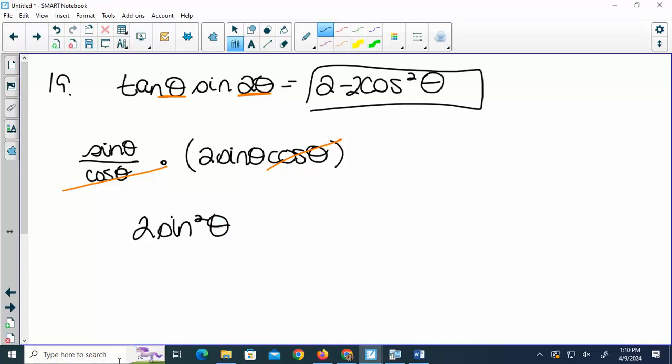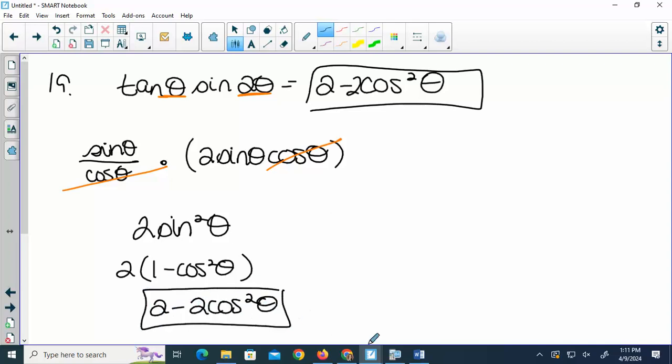You might be stuck. If we're stuck, we know we could box it in and go work the other side. If you recognize it, we want something involving cosines. What can we change sine squared to? 1 minus cosine squared theta. So if we distribute, that gives us 2 minus 2 cosine squared theta. Alright.